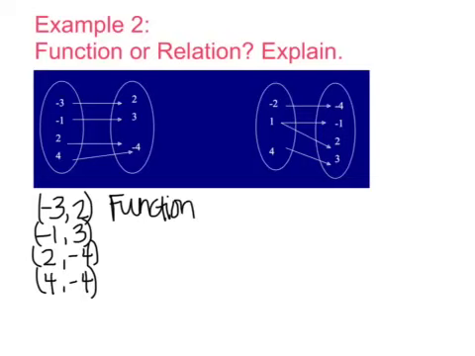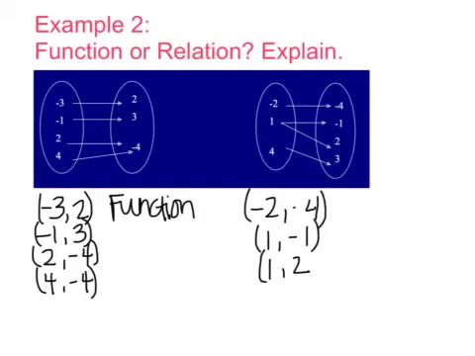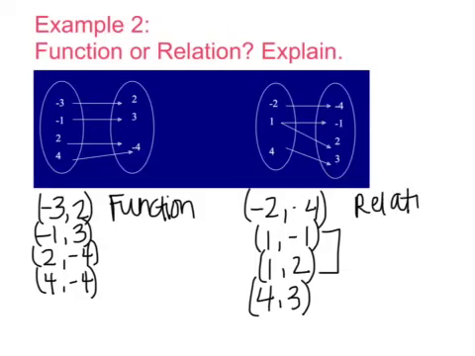On the next one, I'm going to do the same thing. I have (-2, -4), (1, -1), (1, 2), and (4, 3). If I look at this, I do have a repeated x value of 1, so therefore it is a relation, and the reason would be because there are repeated x values.